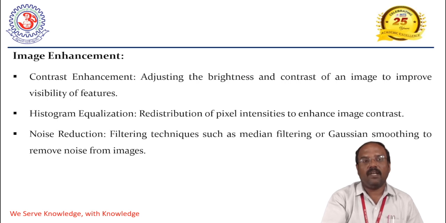And third, noise reduction. Here we use filtering techniques like median filtering or Gaussian filtering, which perform smoothing to remove the noise from images. So these are the processes we have in image enhancement. That is leveraging the processing of images through deep neural networks, as well as some advanced image analysis concepts. So these three perform image enhancement: contrast enhancement, histogram equalization, and noise reduction.